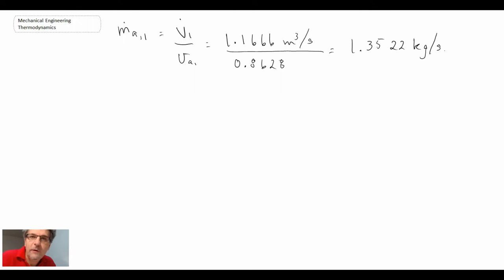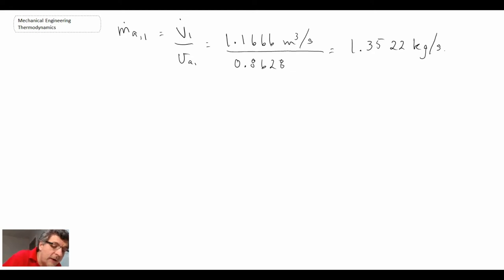So we're continuing on with our example problem, looking at an air conditioning application that has humidification as well as a heating section. So we have heating and humidification, and we have wet steam coming in. And what we did at the end of the last segment is we were able to get to the point where we were able to compute the mass flow rate of dry air.